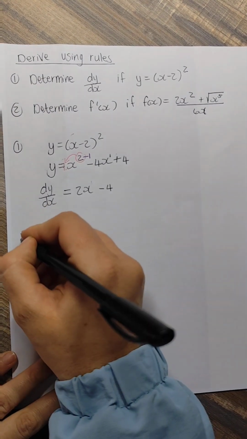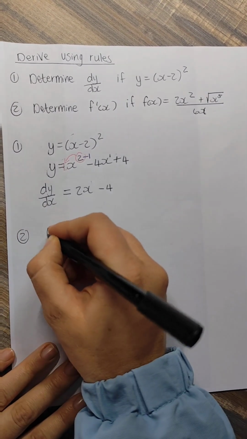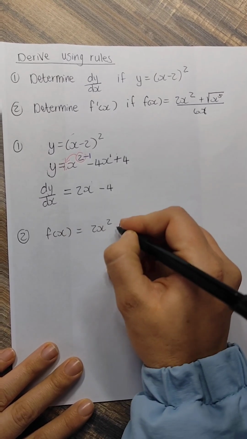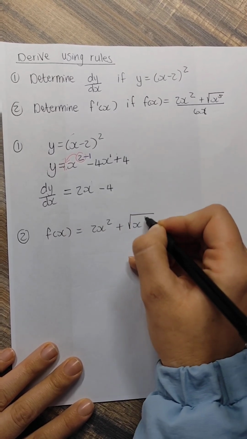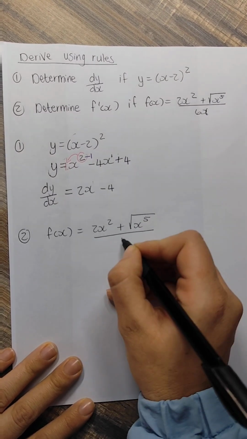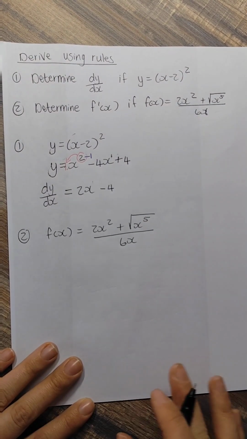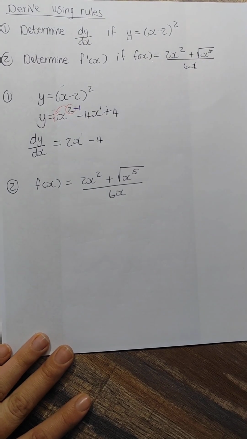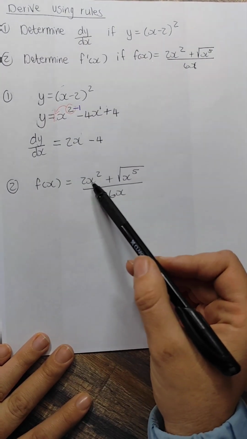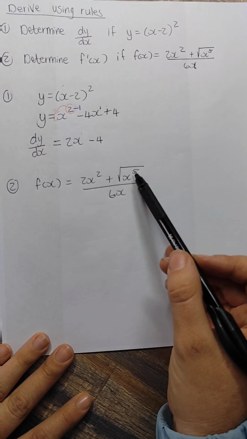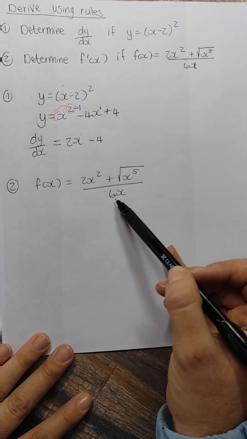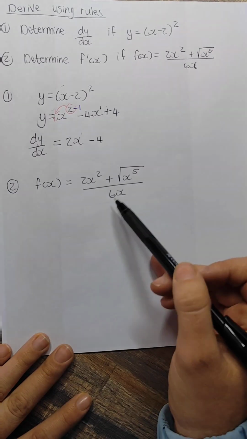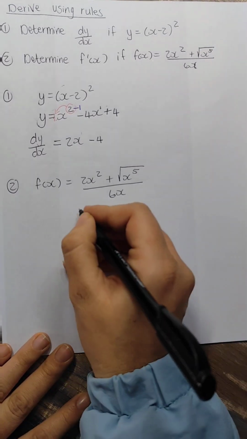Let's go to our second example. Our second example is where they say f of x is equal to 2x squared plus the square root of x to the power of 5 divided by 6x. And now it's important that we go back to our grade 8 and 9 mathematics, which says that if I have more than one term in the numerator, but only one term in the denominator, we can actually split it up and write each of them on top of the denominator by themselves.